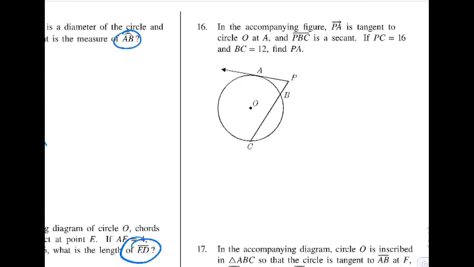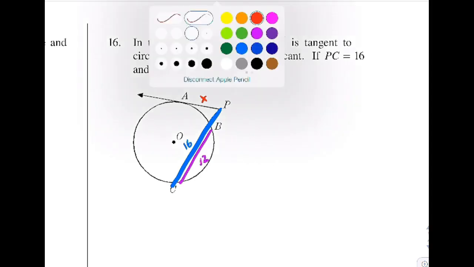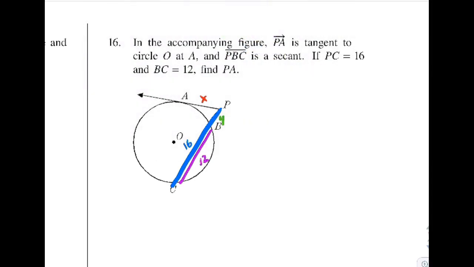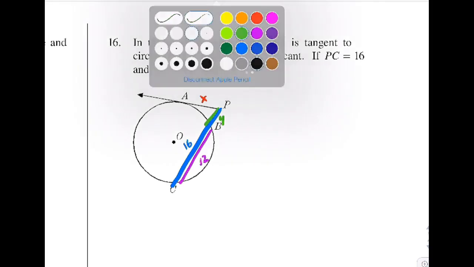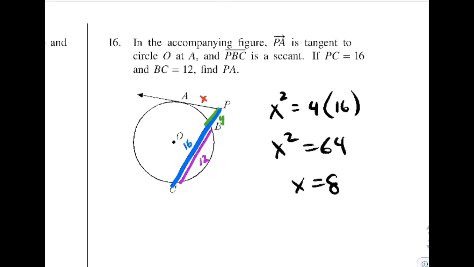Number 16. So I've labeled what they gave us. PC, the whole thing is 16. The inside part is 12, and the tangent they want you to find is PA. So what is the outside part then? Wouldn't that have to be 4? Because 4 and 12 make 16. So the tangent squared equals the outside part times the whole thing. So x squared equals 64. X is 8. Outside times whole.